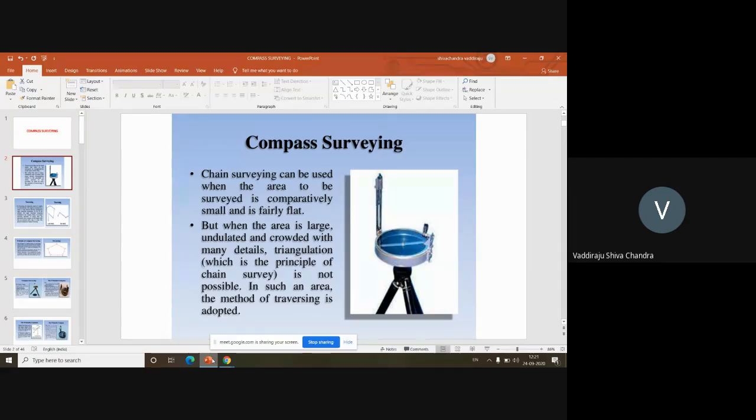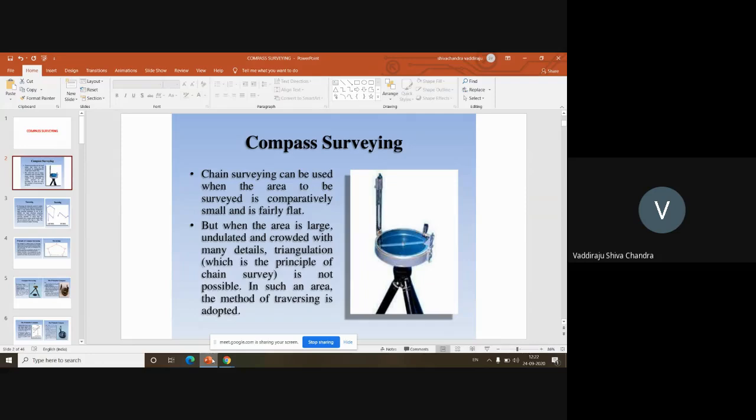Because in chain surveying, we divide the whole area into a set of triangles, then measure the lengths of the sides and do the area calculations. But when it is not possible to divide the area into triangles, because of large undulations or crowded details, like many boulders present in between, or already existing houses in between, where it is not possible to do chain surveying, then in those cases we go for compass surveying, which consists of taking the angles as well as measuring the distances between the selected points.